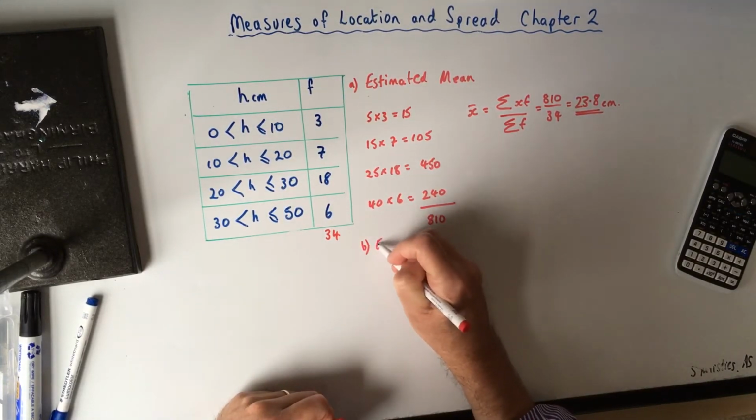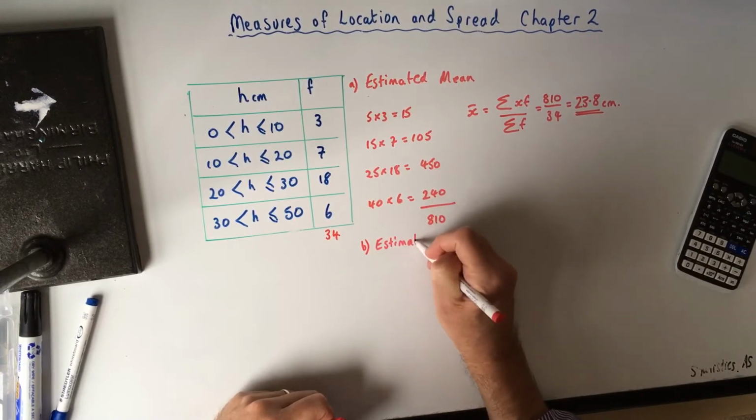Part B, this time is new. This bit is new, an estimate for the median.